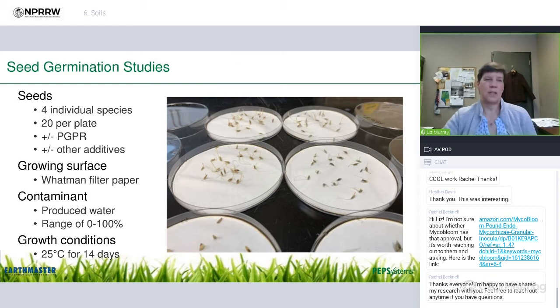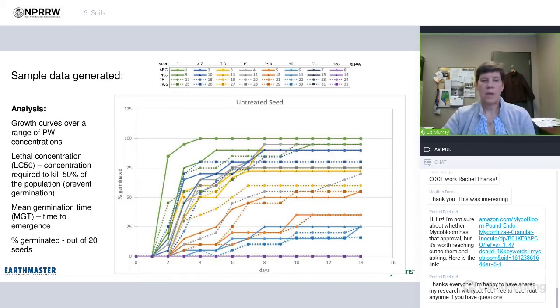We set up some germination studies. We were looking at the 4 individual species that we use on remediation sites. And those species are selected because they have a lot of root biomass and they have a lot of above ground biomass. We looked at 20 seeds per plate. We had plus or minus PGPR and plus or minus other additives. And we just grew these in varying ranges of produced water and looked at them for 14 days. And so this is the kind of information we were getting from these plates.